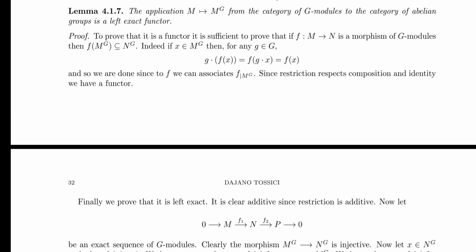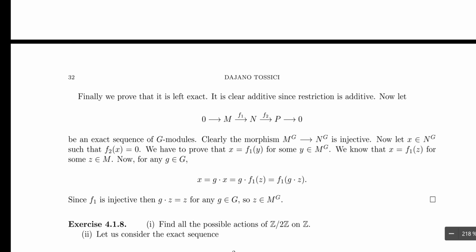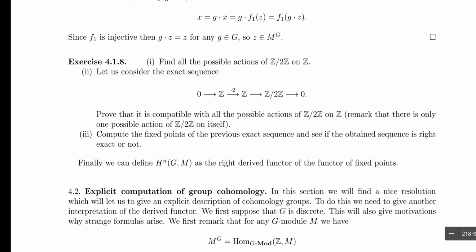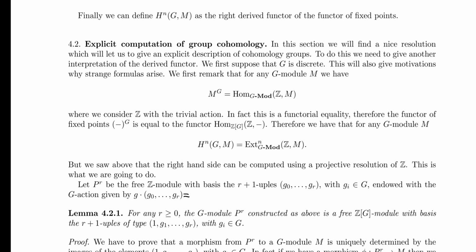After this, we prove the lemma, which states that the functor sending a G module M to the fixed points of M by G, from the category of G modules to the category of abelian groups, is a left exact functor. After all these steps, we can begin to define the group cohomology, the right derived functor of the functor of fixed points.